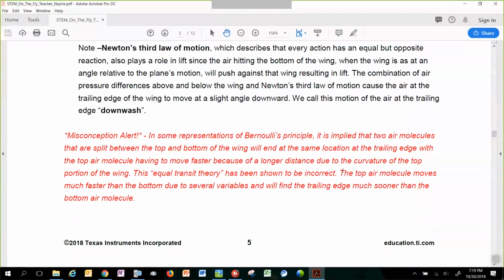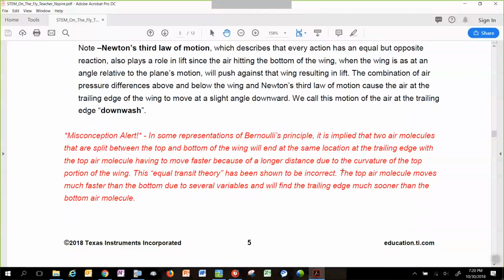So you'll notice a misconception alert. Man, we did a lot of homework on this. We spoke to a lot of people, and one misconception that you'll notice if you look at Bernoulli's principle diagrams online, or if you're looking at maybe some older simulations, there's an idea called the equal transit theory, which basically says that two air molecules that are parallel, one above, one below, as they travel, one on top of the wing and one below the wing, it is true that the air molecule above the wing is going to have to travel faster than the air molecule below the wing because of the surface of the wing. The surface area is higher on the top portion of the wing.